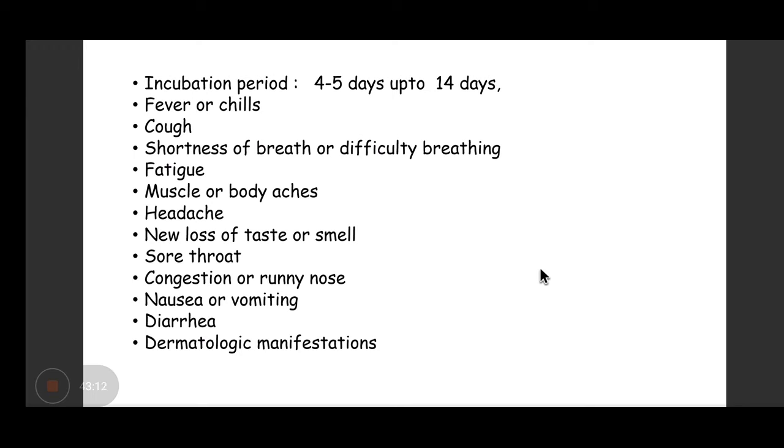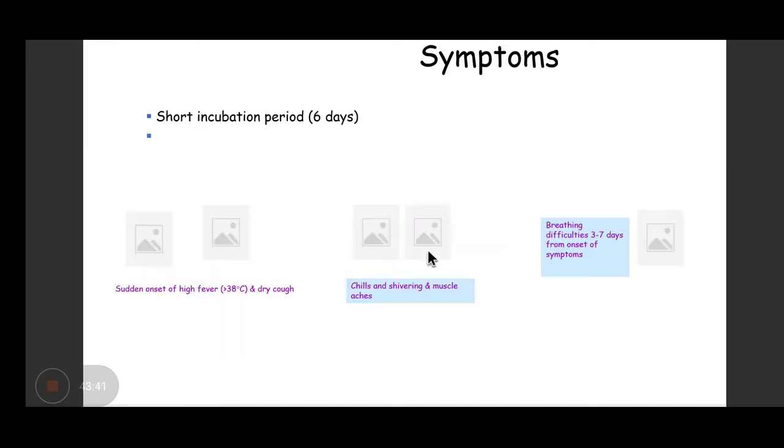Fever, chills, cough, shortness of breath or difficulty in breathing, fatigue, muscle or body aches, headache, new loss of taste and smell, sore throat, congestion or running nose, nausea, vomiting, diarrhea, dermatologic manifestation. These are the frequent symptoms. They can be present, they cannot be present, few of them can be present, or all of them can be present. So in different people, different presentations are seen.